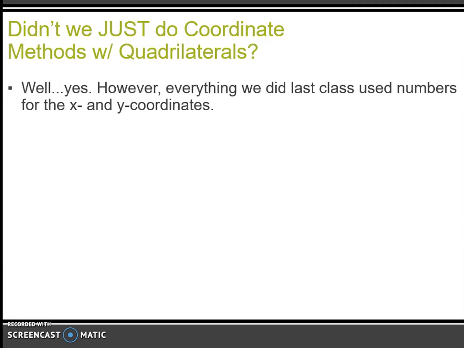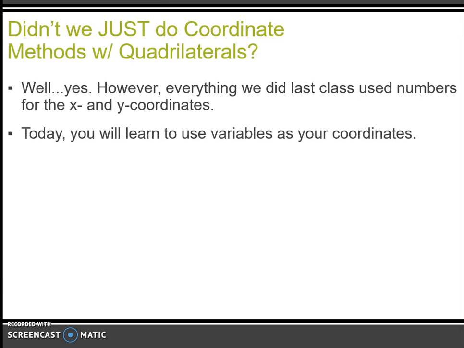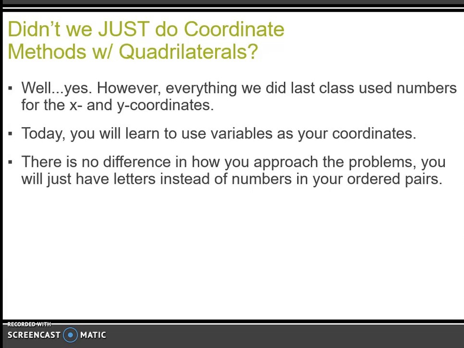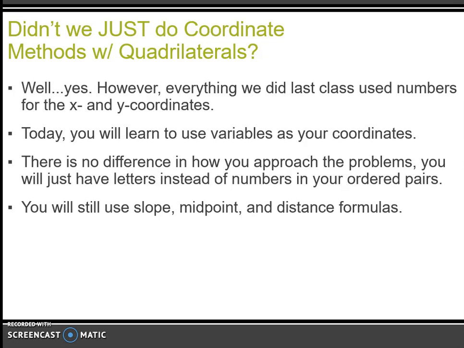Didn't we just do coordinate methods with quadrilaterals? Well, yes. However, everything we did last class used numbers for the x and y coordinates. Today, you will learn to use variables as your coordinates. There's no difference in how you approach the problems. You will just have letters instead of numbers in your ordered pairs. You will still use slope, midpoint, and distance formulas.